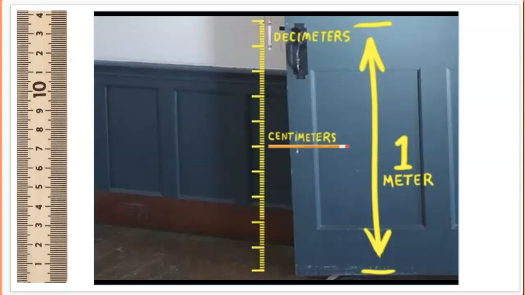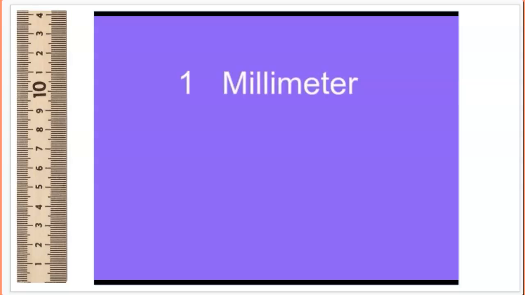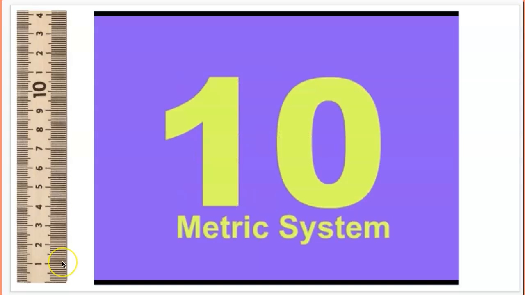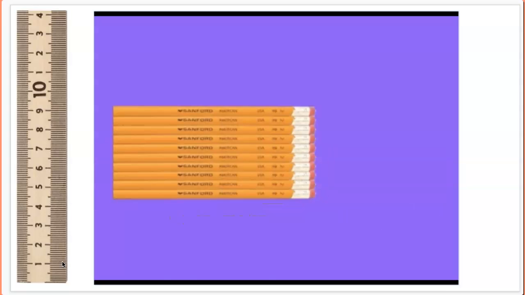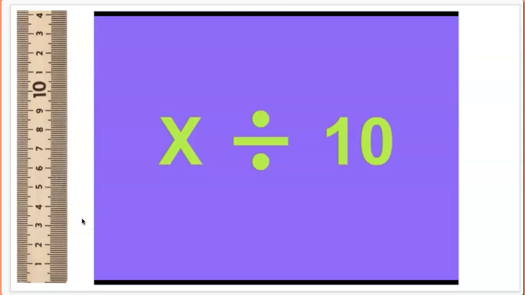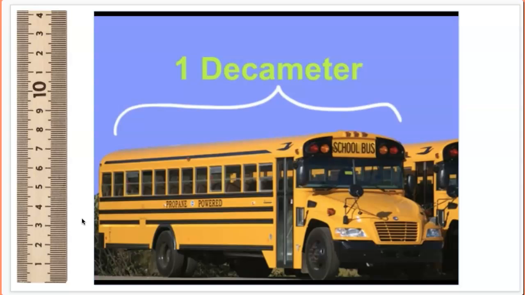If we divide a meter into even smaller equal parts, say 1,000 equal parts, we then have millimeters. So 1 millimeter is equal to 1/1000th of a meter, which is written as 0.001 in the metric system. 10 millimeters equals 1 centimeter. 10 centimeters equals 1 decimeter. 10 decimeters equals 1 meter. For measurements longer than a meter, we also multiply or divide by 10. 1 decameter equals 10 meters. To help visualize this, a 3-story building or a school bus is about 1 decameter.